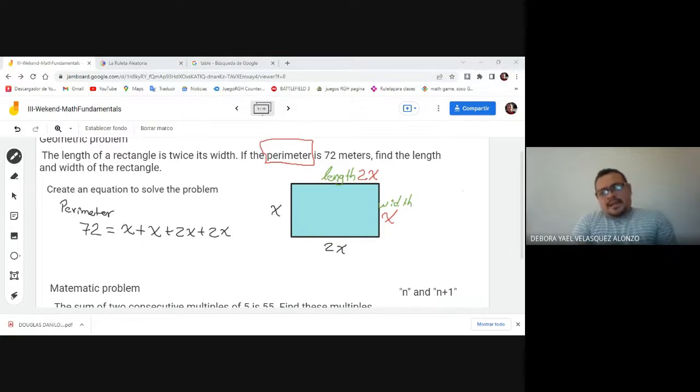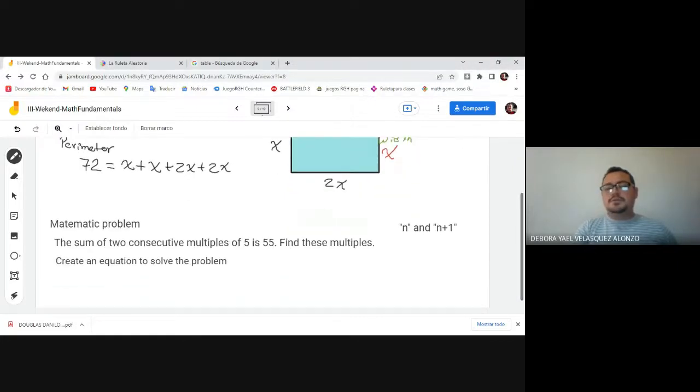Of course, like I told you, what we want to do with equations is create some models of variable expressions that will help us to solve a specific situation. With this one, I'm 100% sure you can solve the exercise because you can get the width, and with the width, you can get the length. Okay, so try to solve that exercise and try to create the equation for the other one.